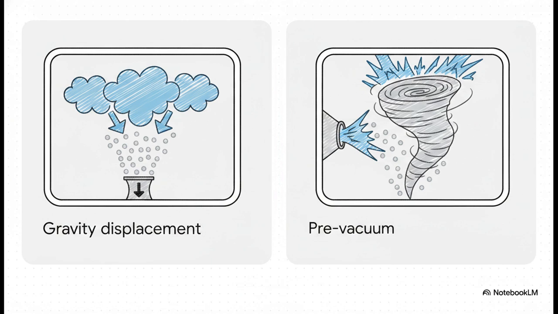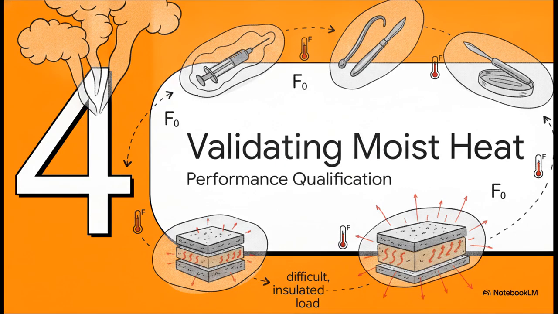Pre-vacuum cycles, though, use dynamic vacuums to aggressively pull the air out first. This is absolutely vital for devices that have lumens or porous loads, because trapped air acts like an insulator. You need dry, saturated steam with zero air pockets for proper heat transfer to happen. Which leads us to Section 4, validating these moist heat cycles.